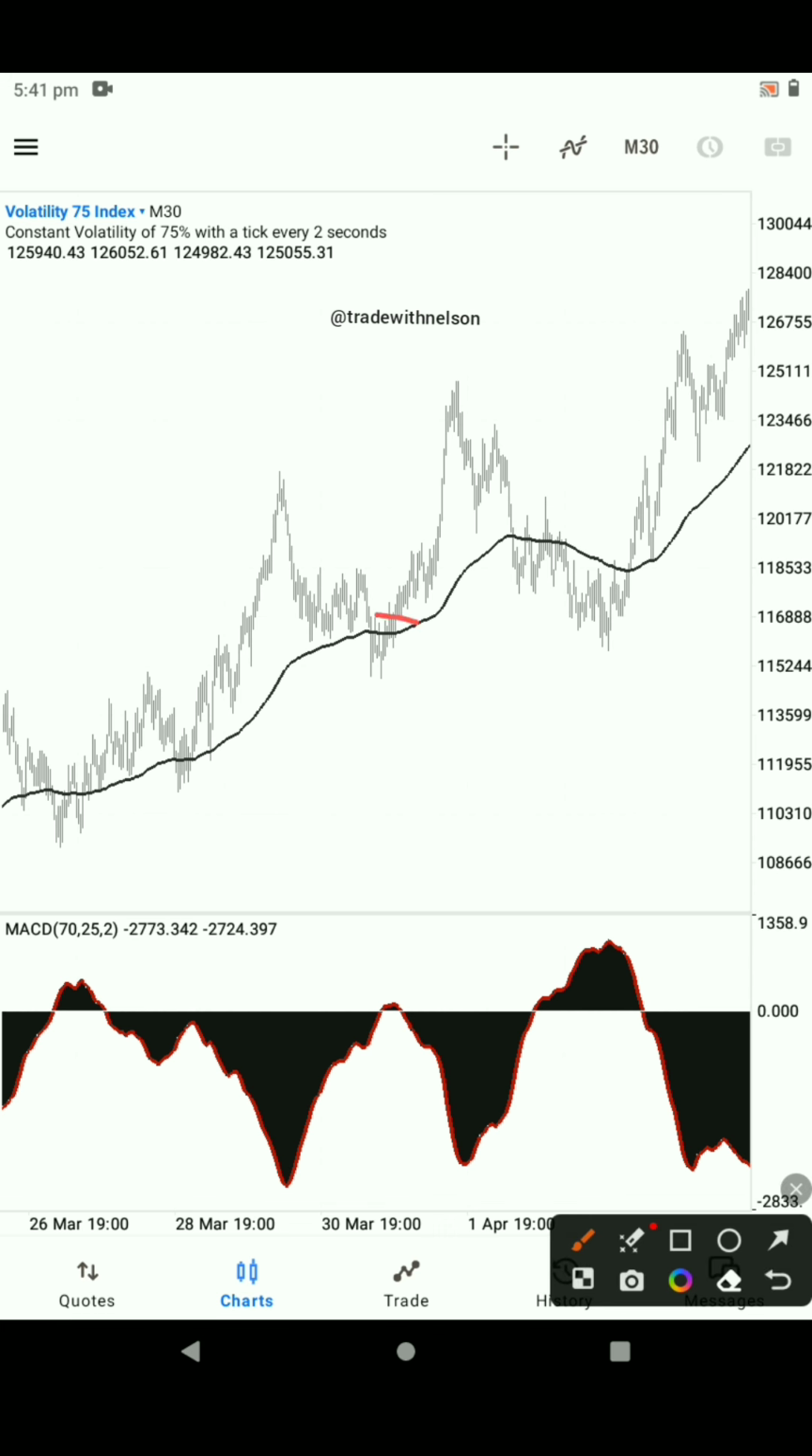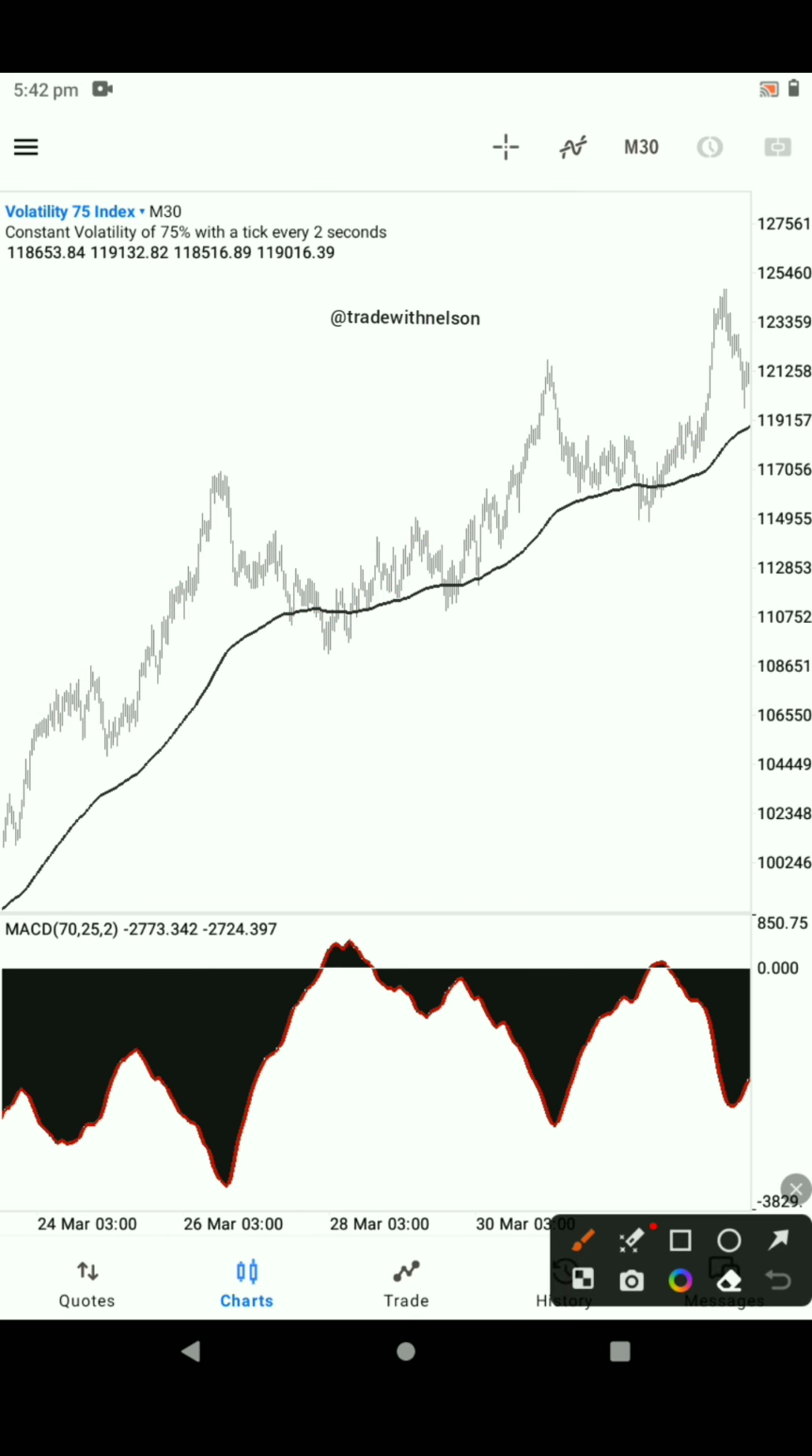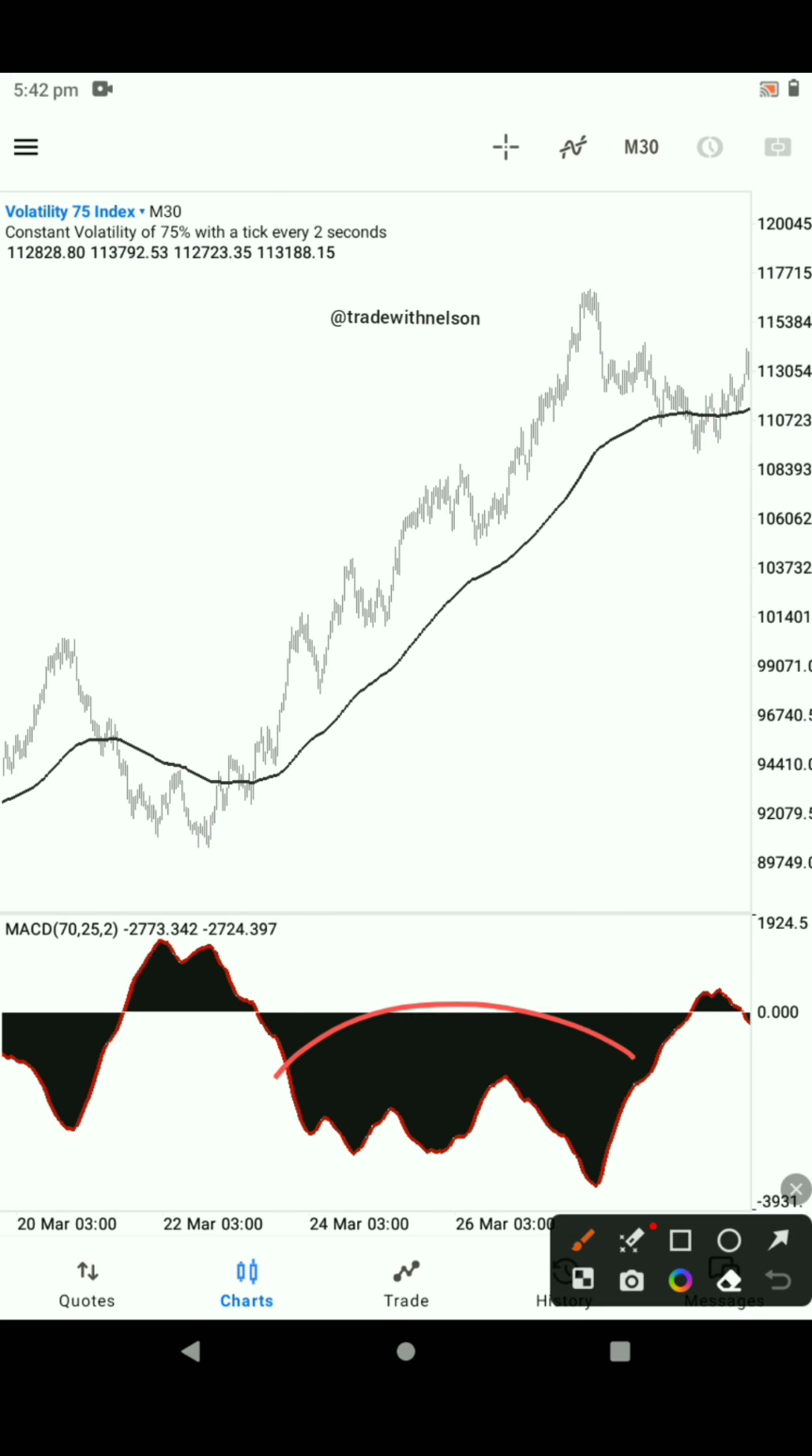This is another entry again, stop loss below here. You hold your trade until it closes here. So after you close your trade, one thing you want to pay attention to is the mounting of the MACD. You see this mounting to the downside, this is a very big mounting. So you know that market will give you a very big move.